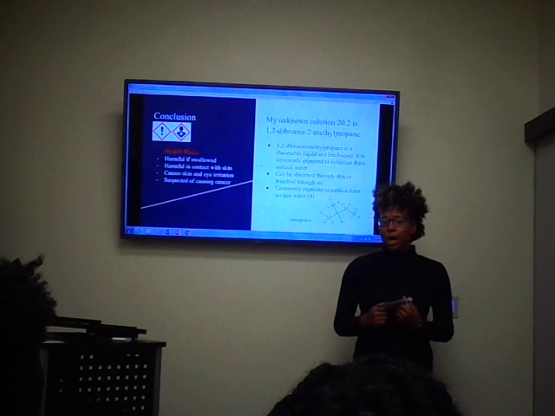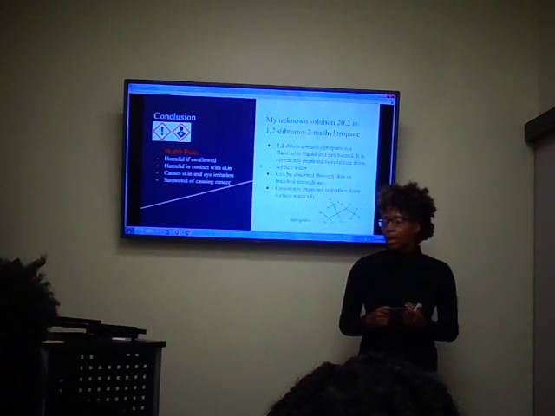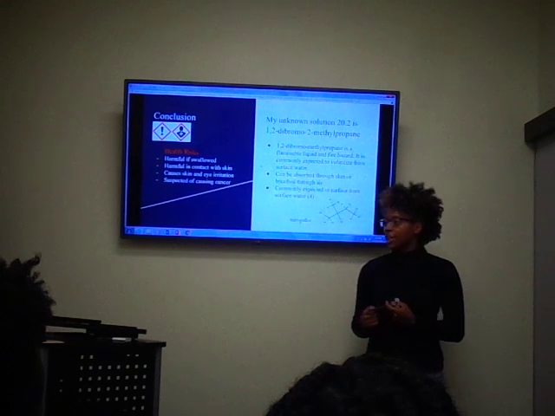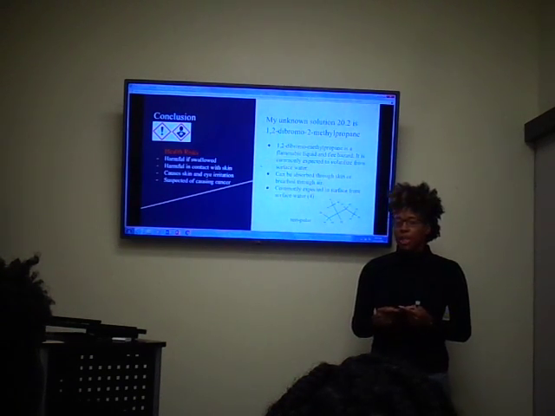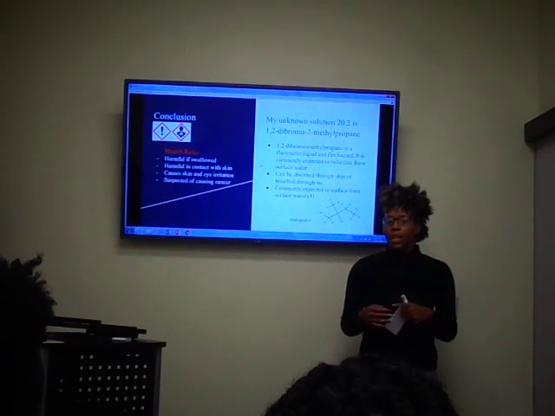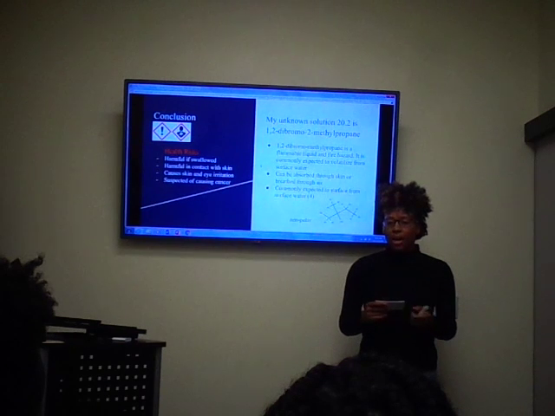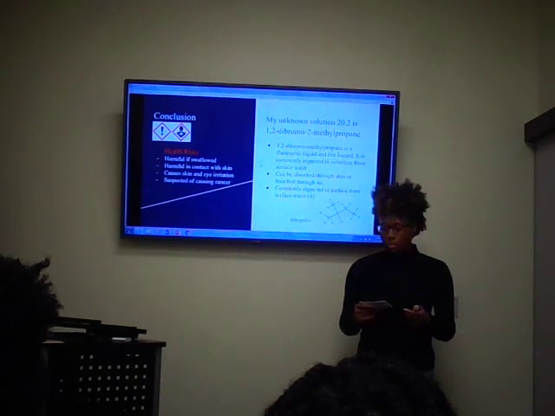So my unknown compound, which was 20.2, was 1,2-dibromo-2-methylpropane, and this is a flammable liquid, and if you come in contact with your eyes or your skin, then it will give you irritation. And it's also found in surface water.